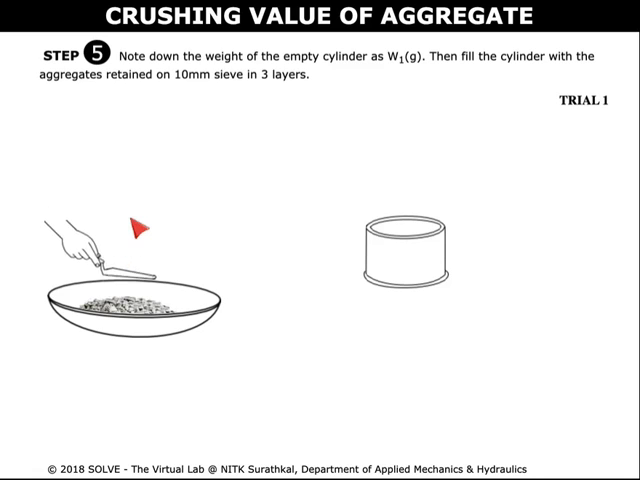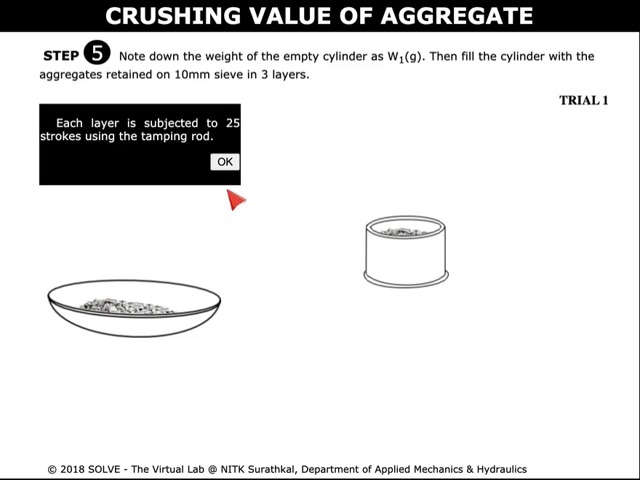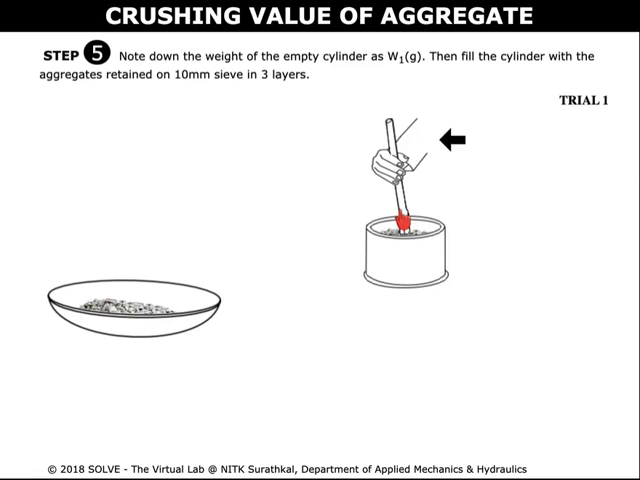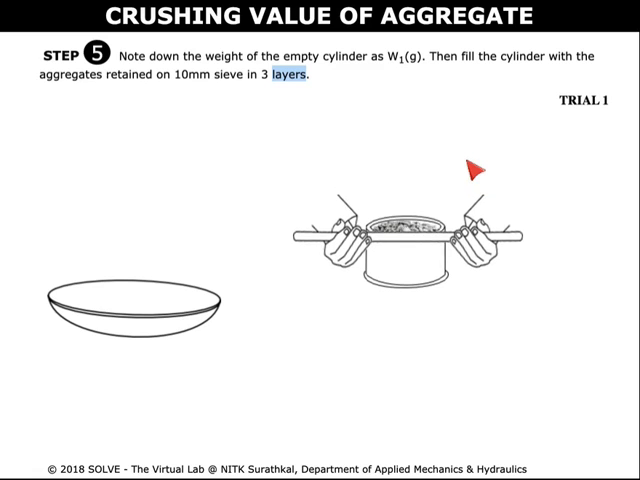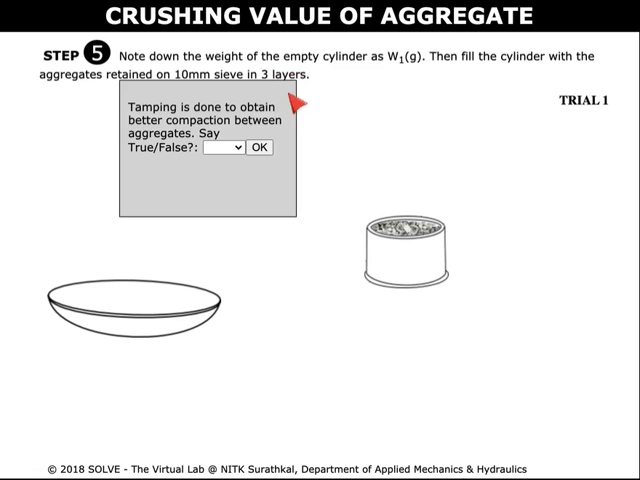Click on the trowel to fill the cylinder with aggregate retained on 10 mm sieve in 3 layers. Click on the tamping rod to tamp each layer of aggregate 25 times. Similarly, this process is repeated for another 2 layers. Click here to flatten the top surface. Select the proper answer to proceed to the next step.